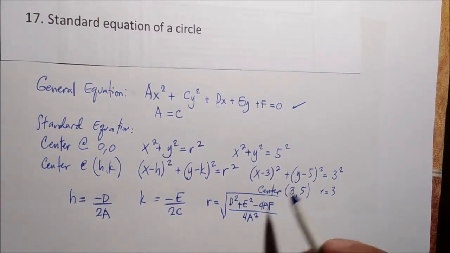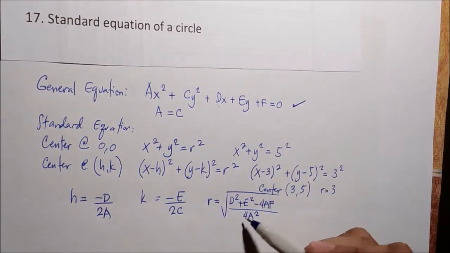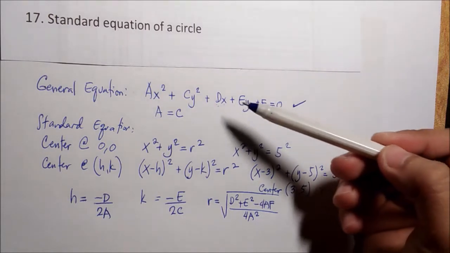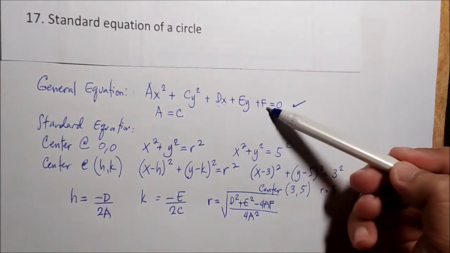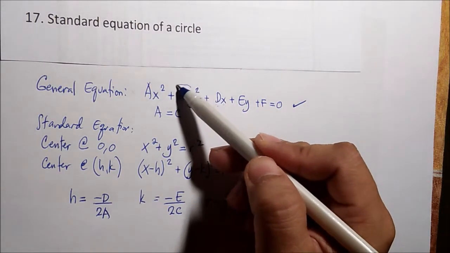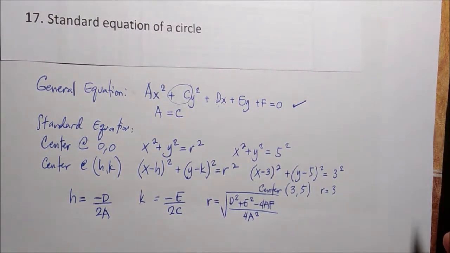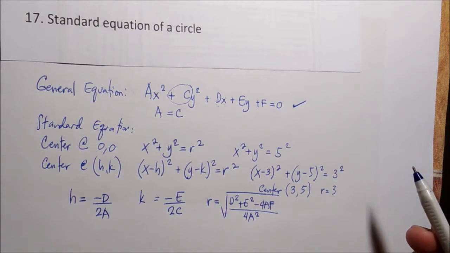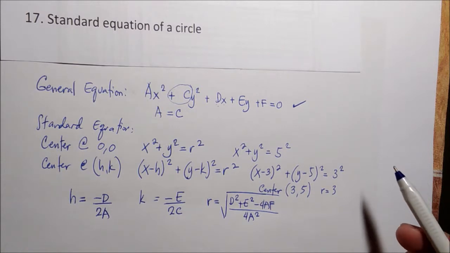In taking the radius given the general equation, you use d, e, a, f, and a. In calculating for these values, you always consider the sign of these variables, sorry, this constant. Okay, the sign of the constant. Okay, so that's it.